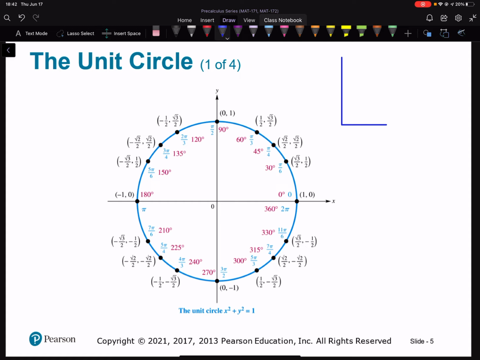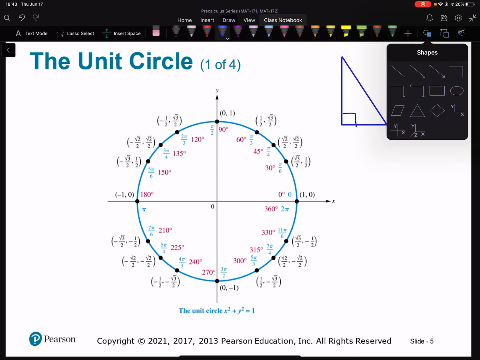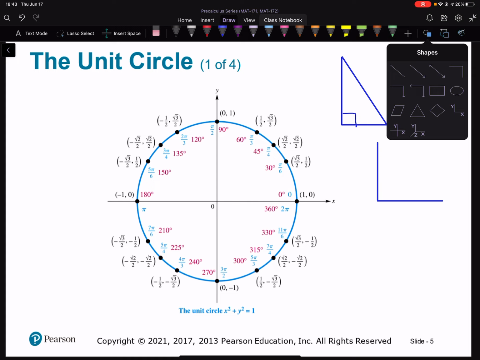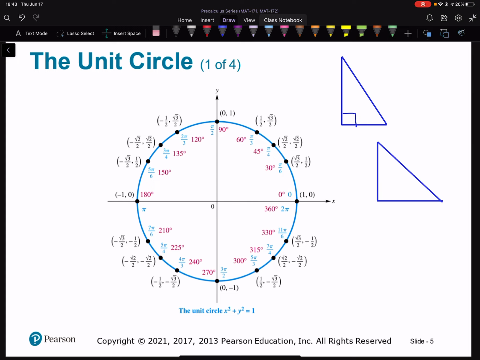All right, so one of those things we've already talked about, which is building the 30, 60, 90 triangle. And then also building the 45, 45, 90 triangle. So these two triangles pretty much populate the first quadrant of the unit circle. And once you have the first quadrant populated, then everything's really gravy after that, because you can reference the first quadrant from any other quadrant on the unit circle.